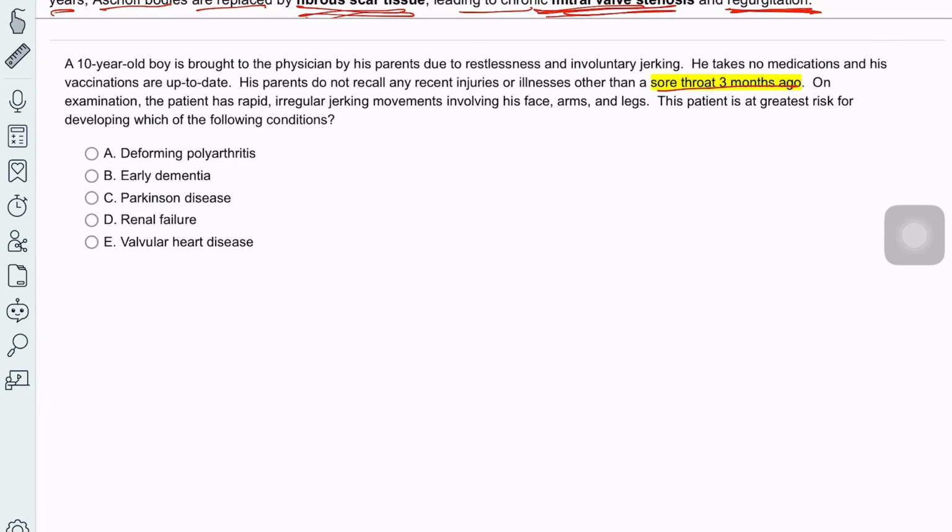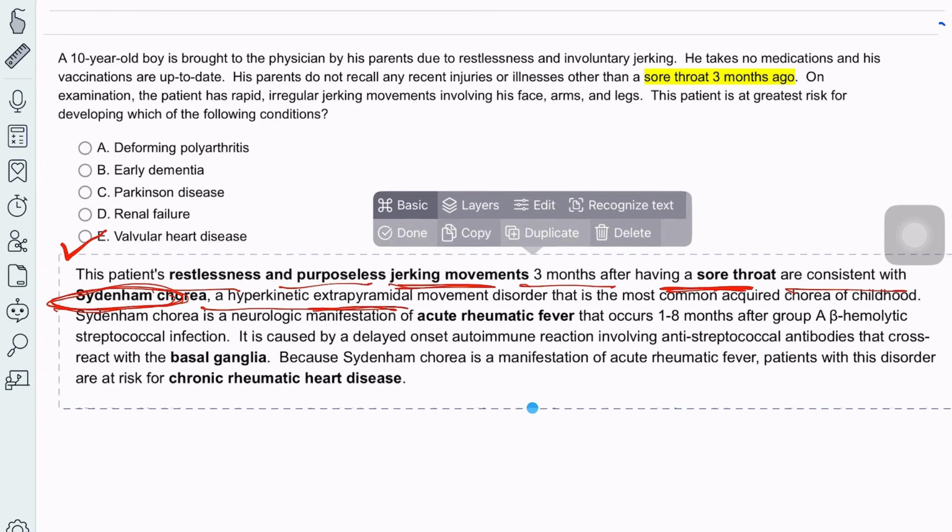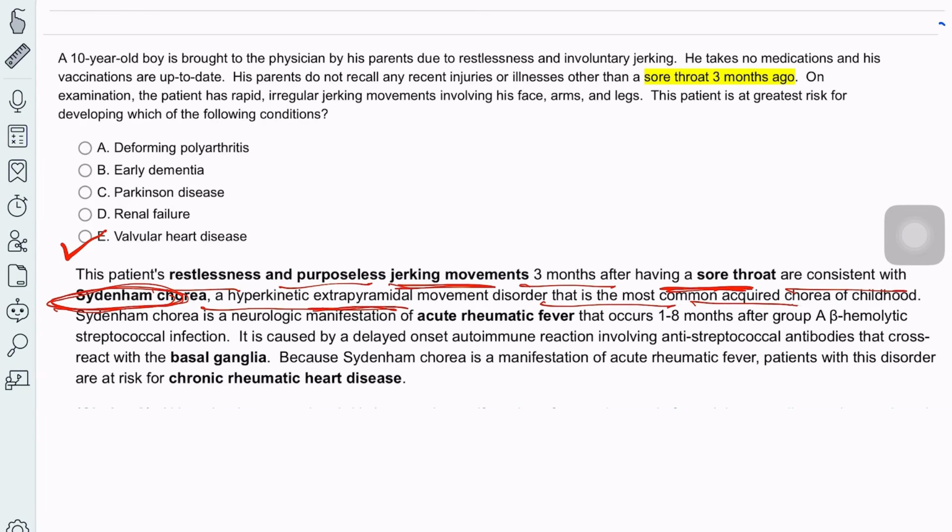So options are deforming polyarteritis, early dementia, Parkinson disease, renal failure, valvular heart disease. So the answer is valvular heart disease. So this patient's restlessness and purposeless jerking movements 3 months after having a sore throat are consistent with Sydenham chorea, a complication of acute rheumatic fever. Sydenham chorea is a hyperkinetic extrapyramidal movement disorder that is the most common acquired chorea of childhood.